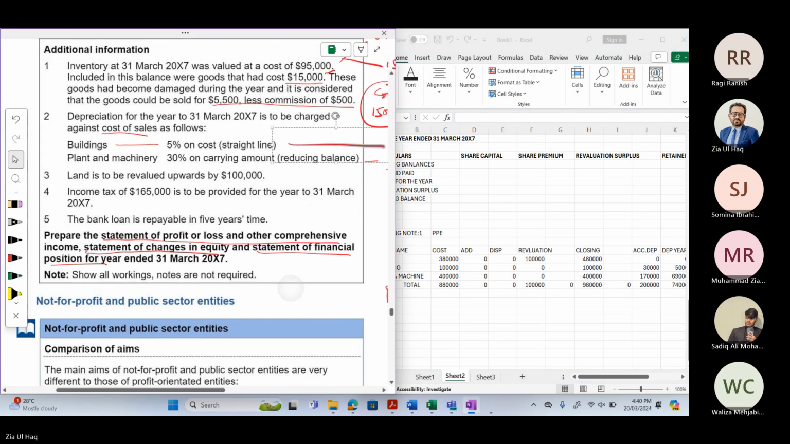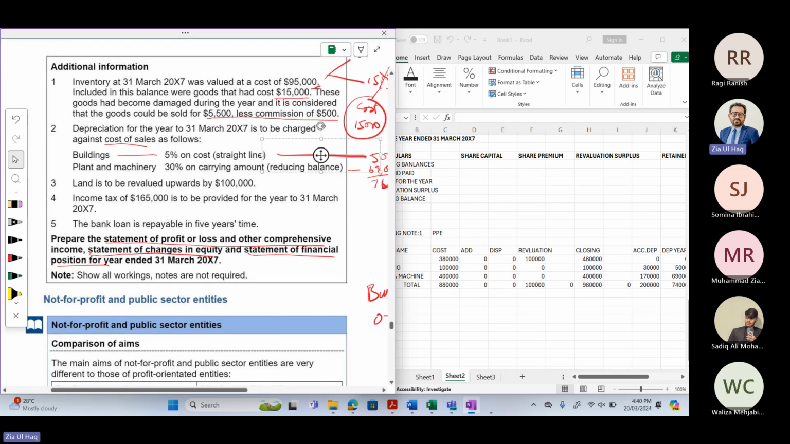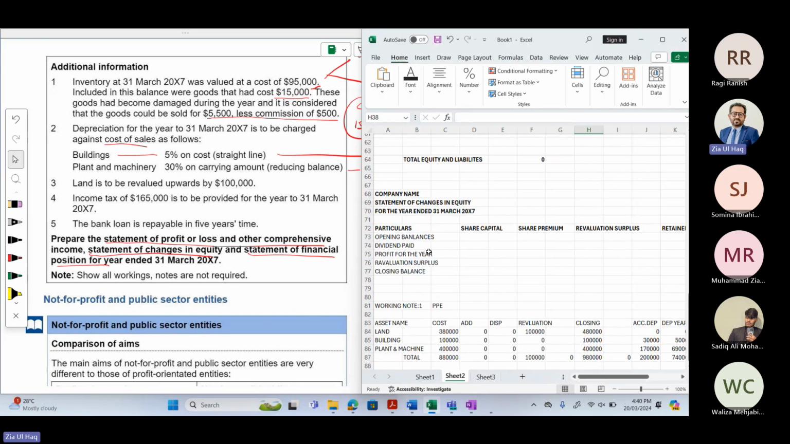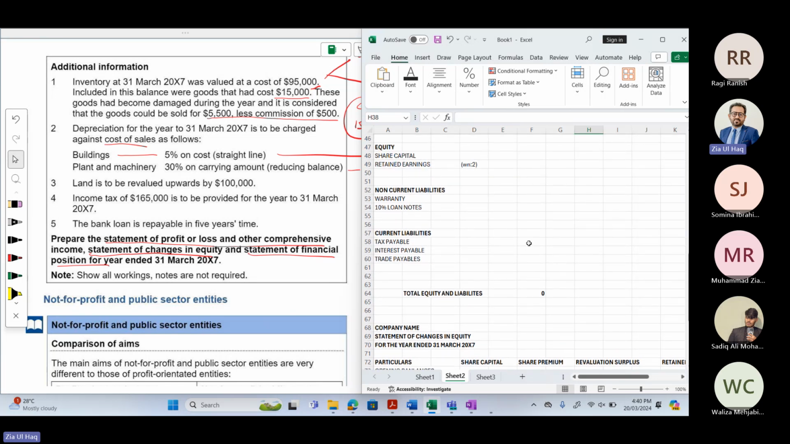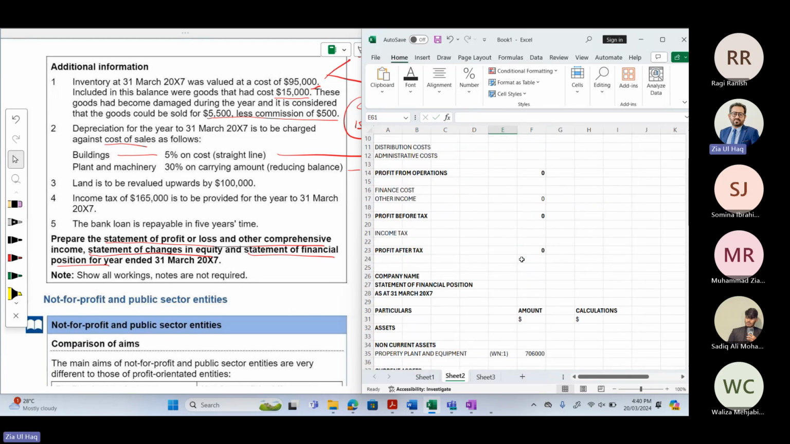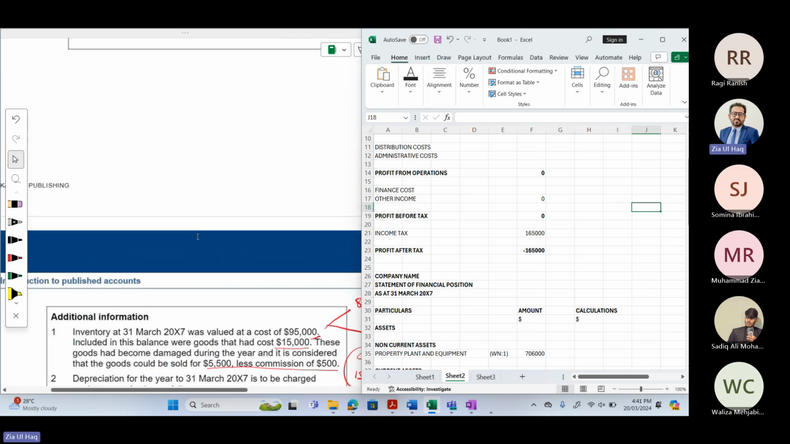So we have done with the 1, 2, 3, 4, and income tax 165,000. We need to put as a tax payable 165,000 relating to current year. We need to record as income tax 165,000. Done? Okay, now moving towards our trial balance figures.